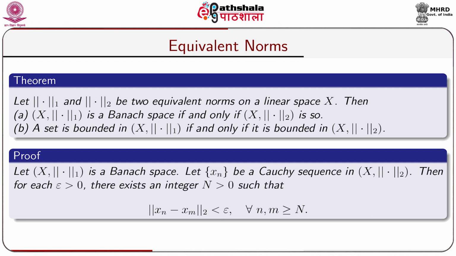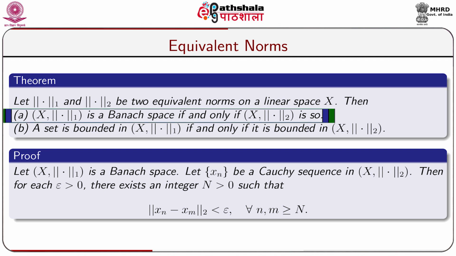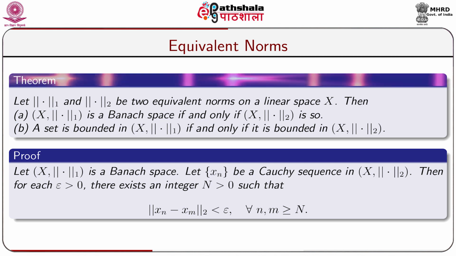Let norm 1 and norm 2 be two equivalent norms on a linear space capital X. Then X under norm 1 is a Banach space if and only if X under norm 2 is so. That is, X under norm 2 is also a Banach space. This is true vice versa. B, a set is bounded in X under norm 1 if and only if it is bounded in X under norm 2. The proof goes below.